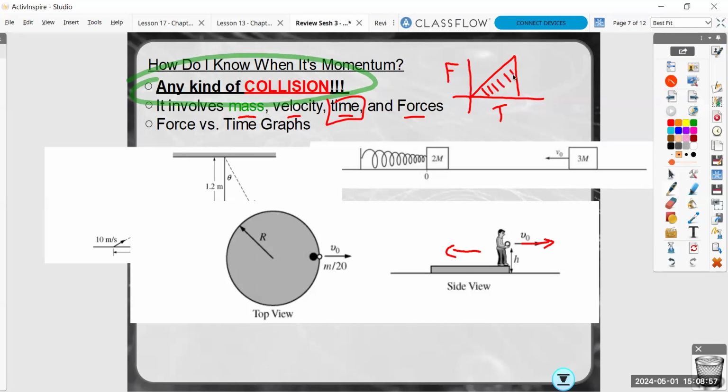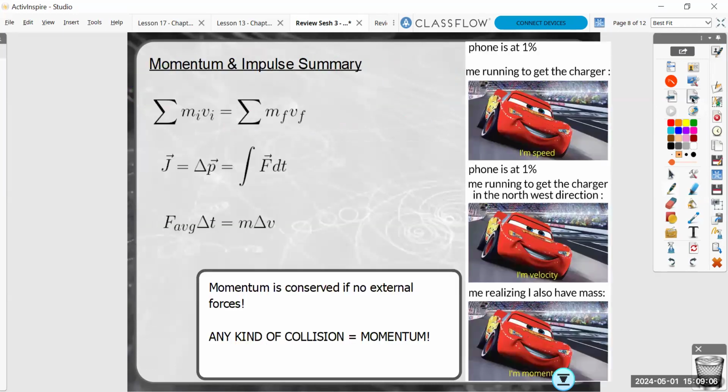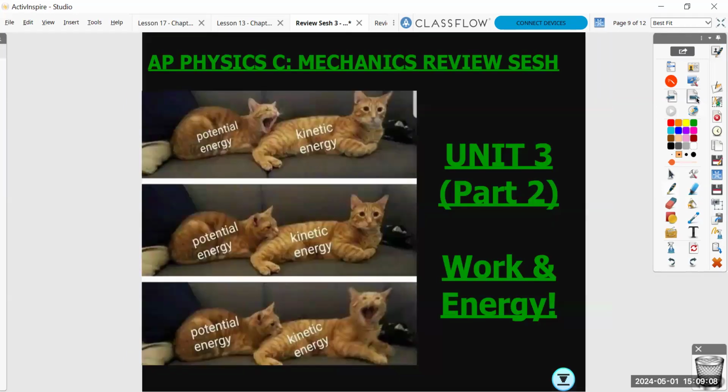All right, momentum. We're going to go ahead and talk about energy now because the multiple choice questions are all mixed up. So let's go ahead and talk about energy. Work and energy.